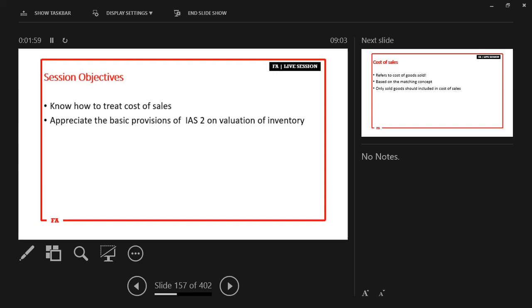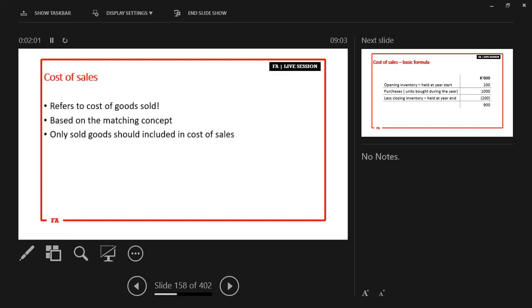Okay, so now let us proceed to the next one, cost of sales. Let's begin from there. You're in that class where you're supposed to deal with costs. Cost of sales refers to the cost of goods sold. This is the value of units that you sold, and these units are the only ones that need to be expensed.